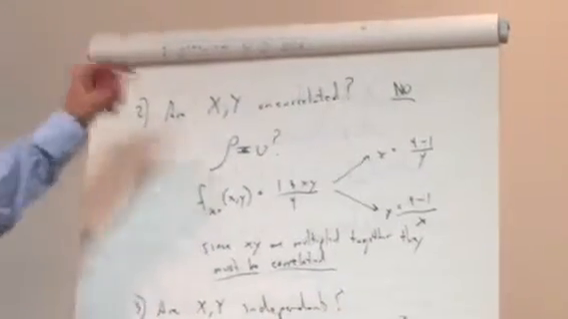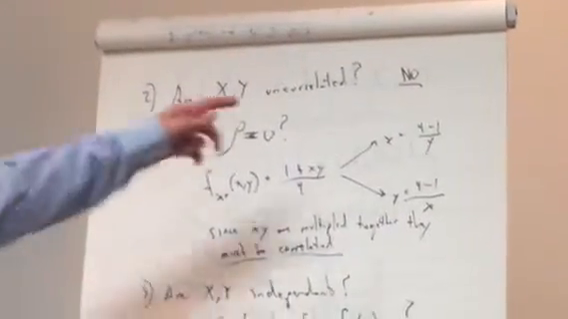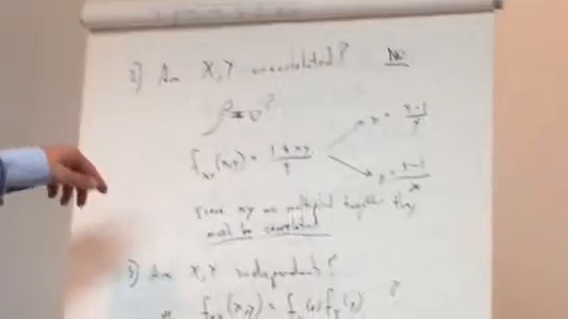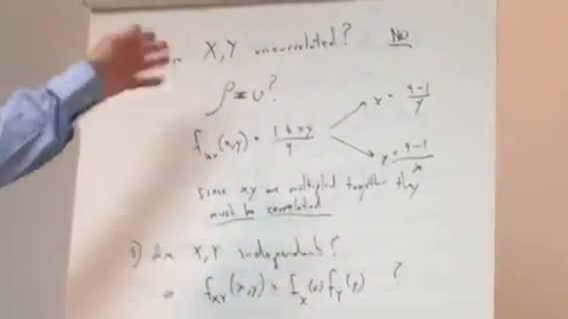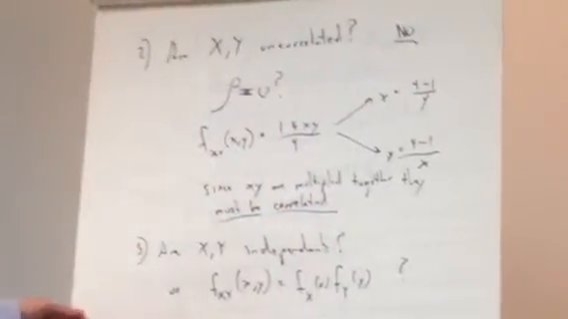Now I'm going to the next part. Part 2, we're asked if x and y are uncorrelated. I'm saying that no, they're not. Why? Because is the correlation coefficient rho equal to 0? That's really what we're asking here.